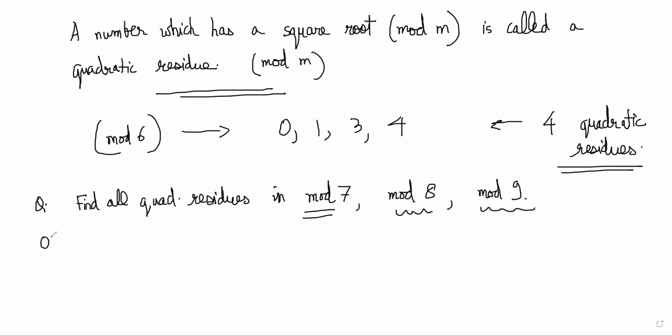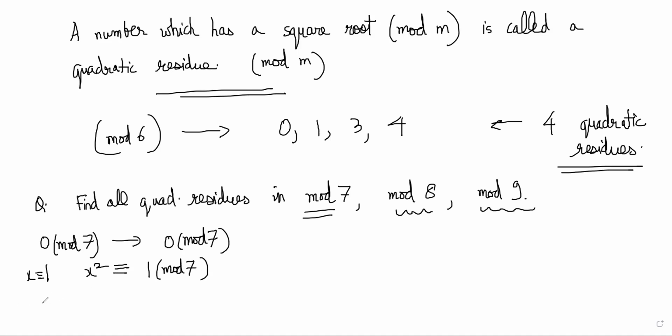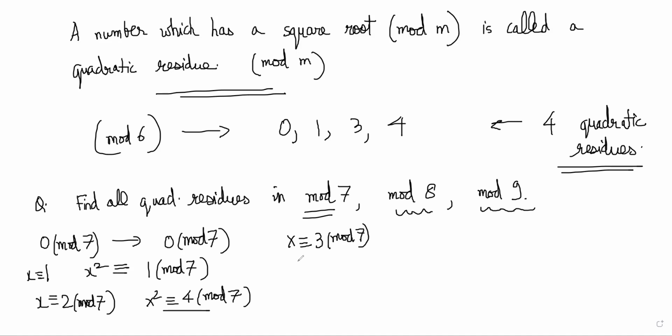So if you think about it, 0 mod 7. If x is 0 mod 7, x square would be 0 mod 7, right? Similarly, if x is congruent to 1, then x square will also be congruent to 1 mod 7. If x is congruent to 2 mod 7, then x square will be congruent to 4 mod 7, right? Great. Similarly, if x is congruent to 3 mod 7, x square will be congruent to 9, which is 2 mod 7.